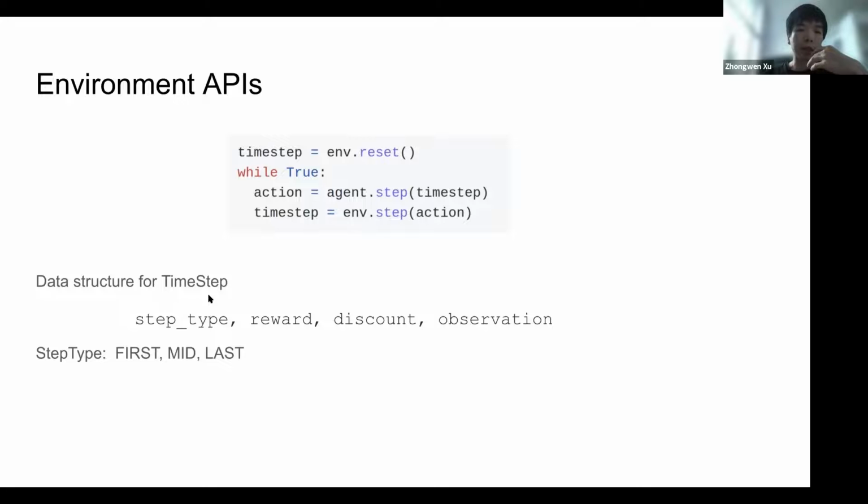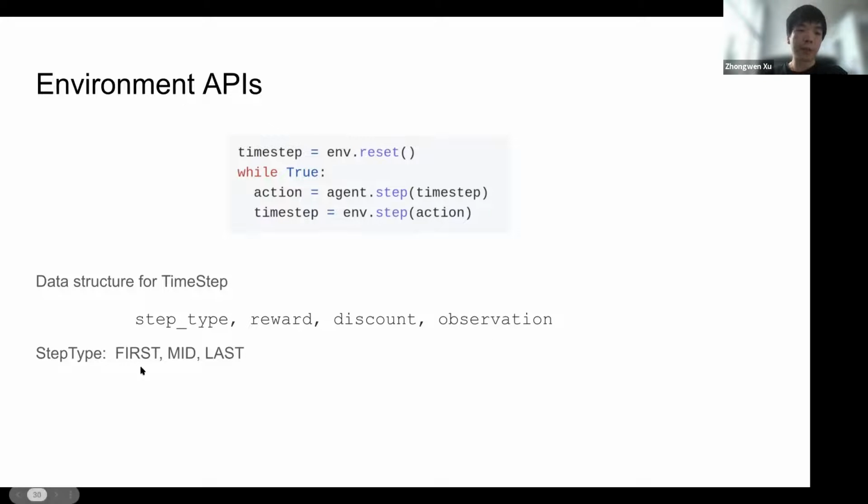And then the time step is a container which has all of the essential information from the environment. It includes the step type, reward, discount, and observation. The observation is similar to the state we have been talking about in the previous lecture.